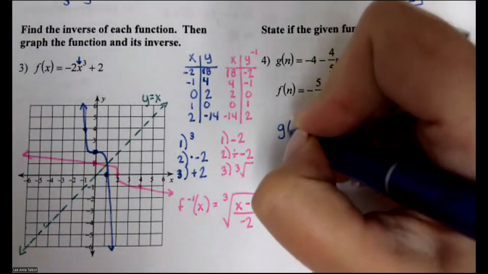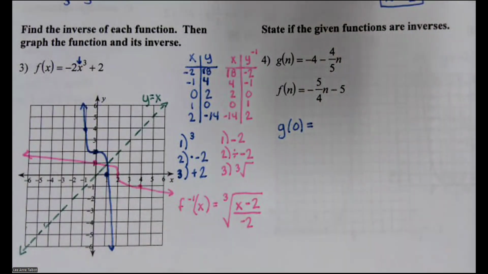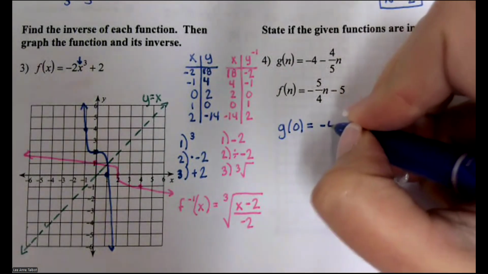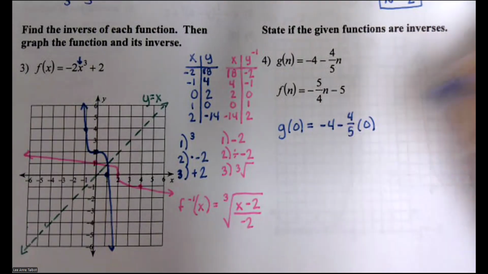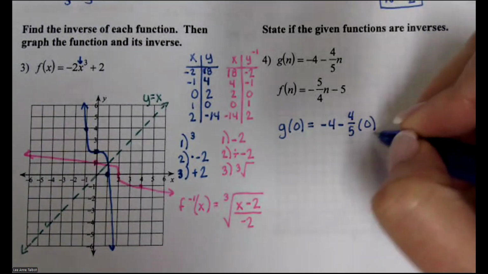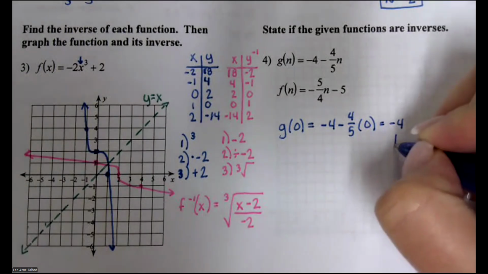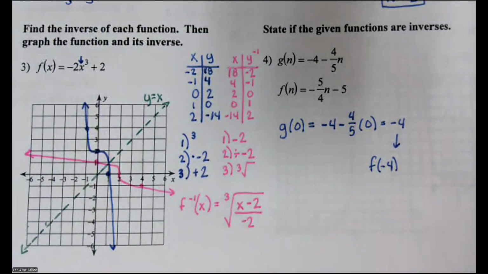So what that means is I'm going to do g of 0. So I'm just going to pick a number. Again, you have to be careful with the domain. If there's like a square root or something, you have to make sure it wouldn't be imaginary or something like that. But these are just lines. So -4 minus 4/5 times 0. Yep, equals -4. Okay, and so that means I'm going to plug -4 into the other one.